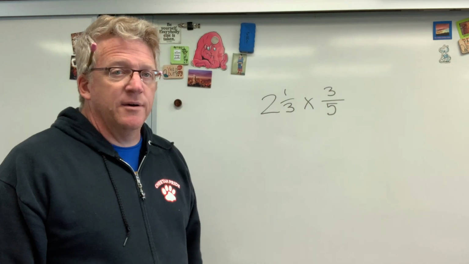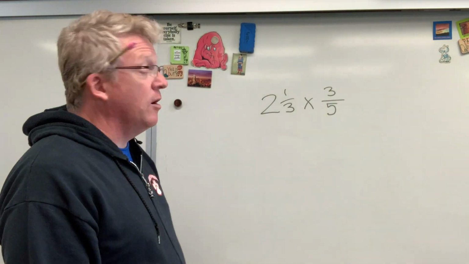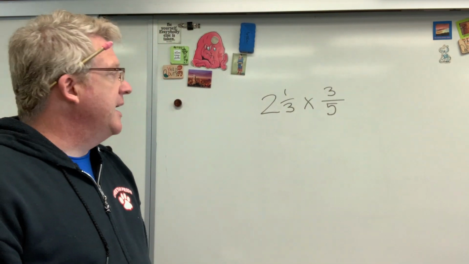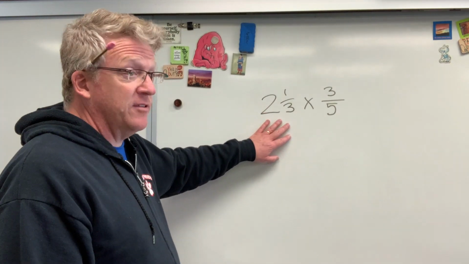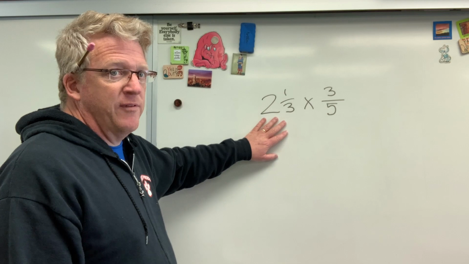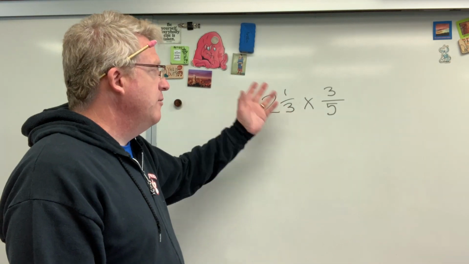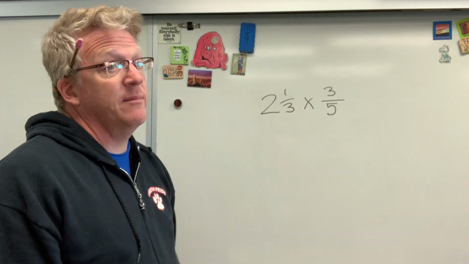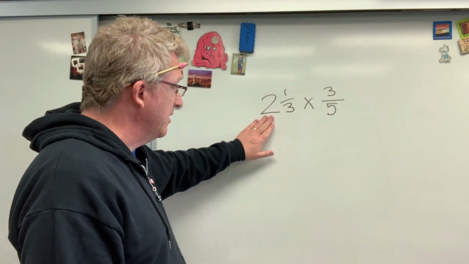All right, so you had plenty of time there. Hopefully you paused the video and solved. The first step we have to do is turn this mixed number into an improper fraction. It's a whole number and a fraction. We can't multiply across the top and across the bottom yet because we have this whole number to deal with.